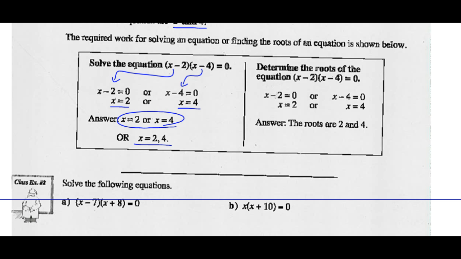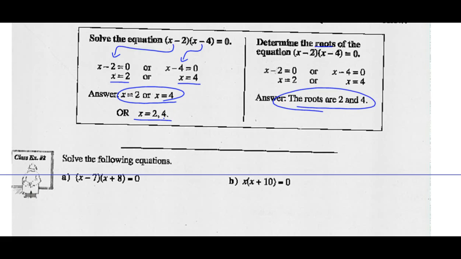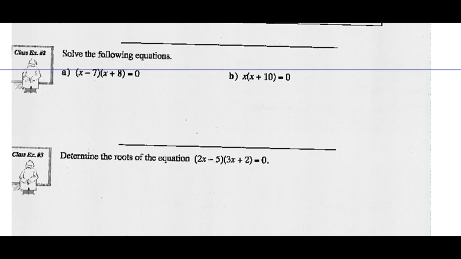Determine the roots of the equation. It's the exact same thing. All right. Finding the roots, finding the solution, they mean the same thing. The roots are 2 and 4. The solution of the equations are 2 and 4. So solve the following equations.